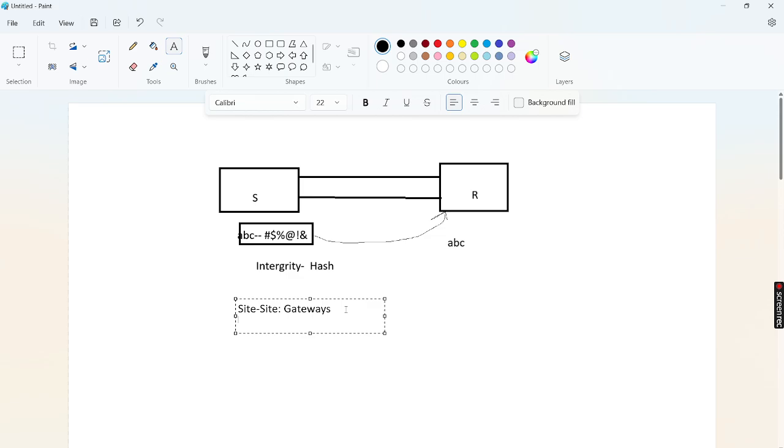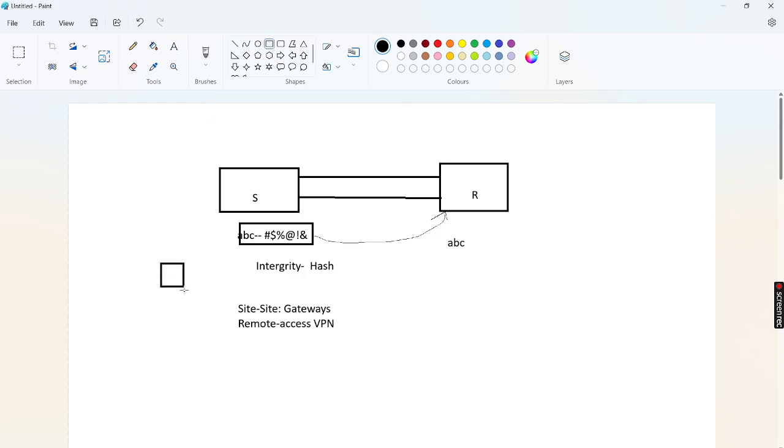The other one is remote site access, the remote access VPN. GlobalProtect is an example. This remote access VPN can be formed between the gateways and the systems, Windows or Linux. If we see the tunnel formed between these Windows systems and routers or gateways, we call it remote site access VPNs.